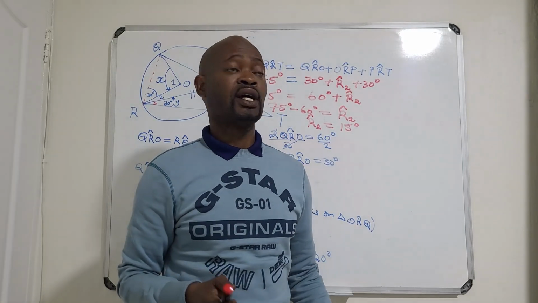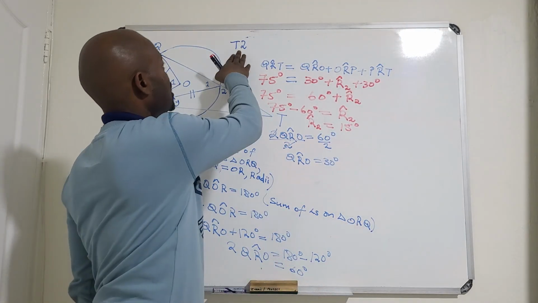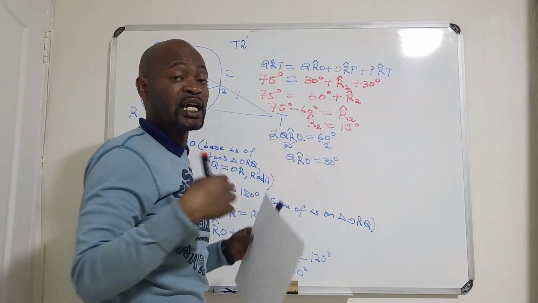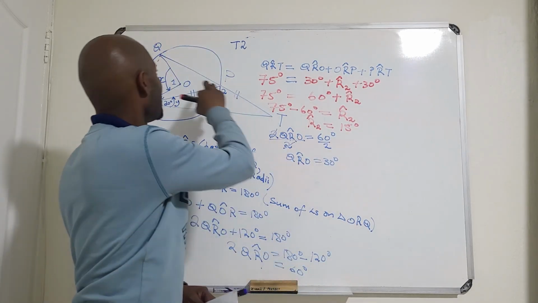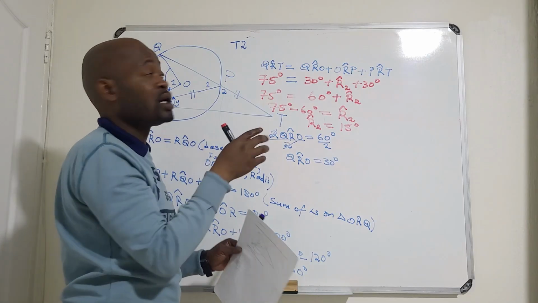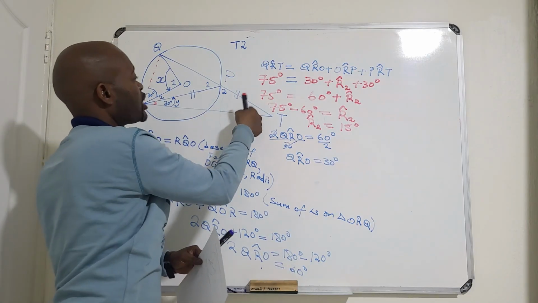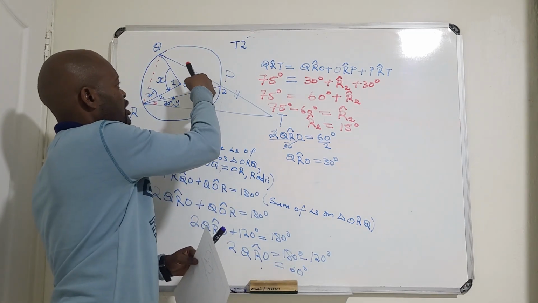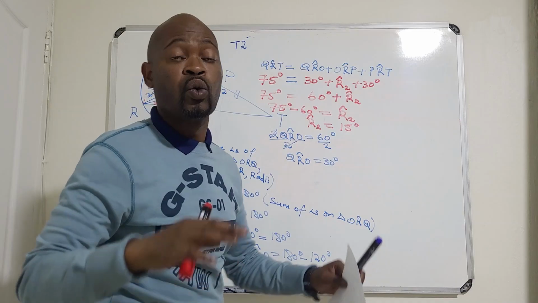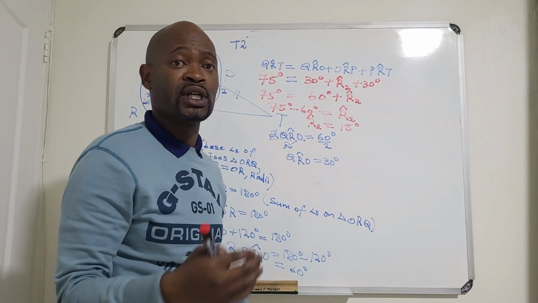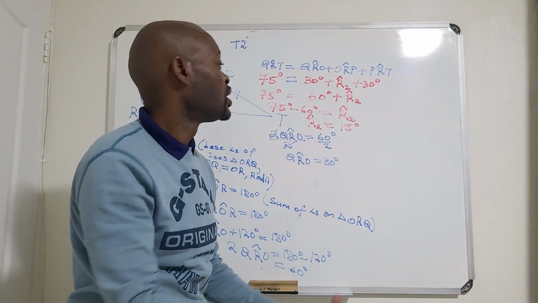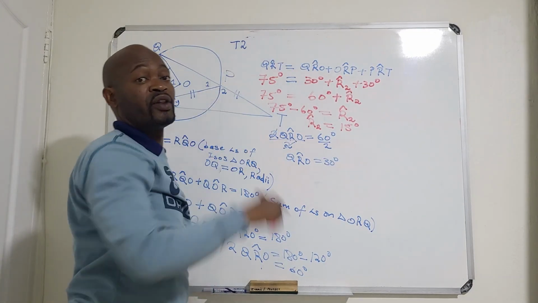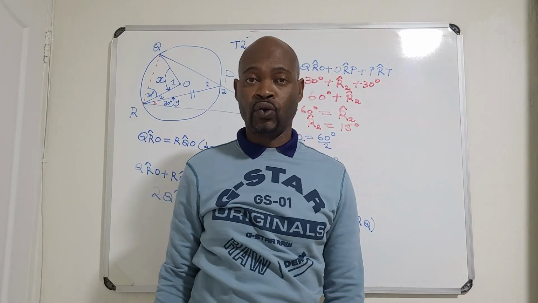As you have seen, I have used theorem number 2, and I also used what I've learned in part 1, where I used sum of angles in a triangle, and I also used exterior angle of a triangle, which we have done in part 1 together with theorem 2.